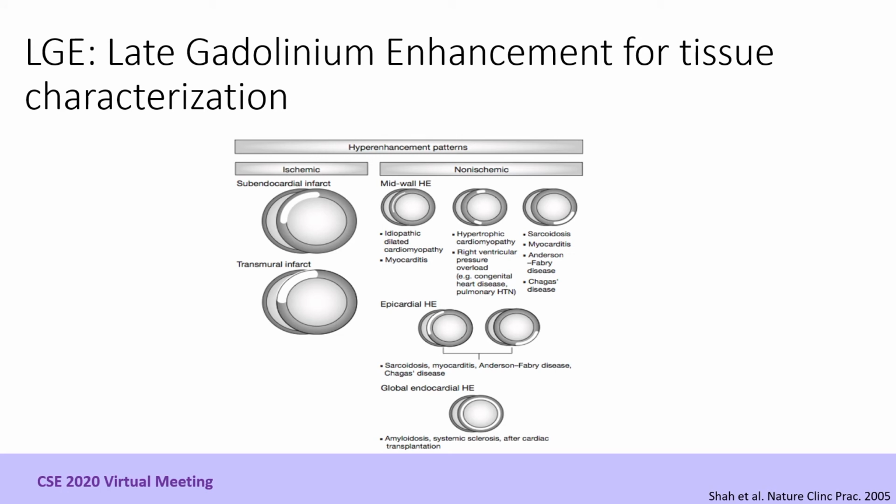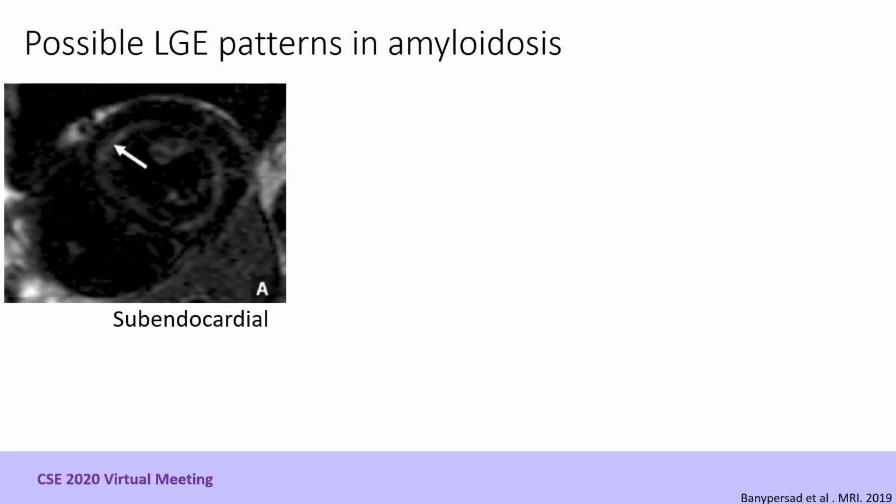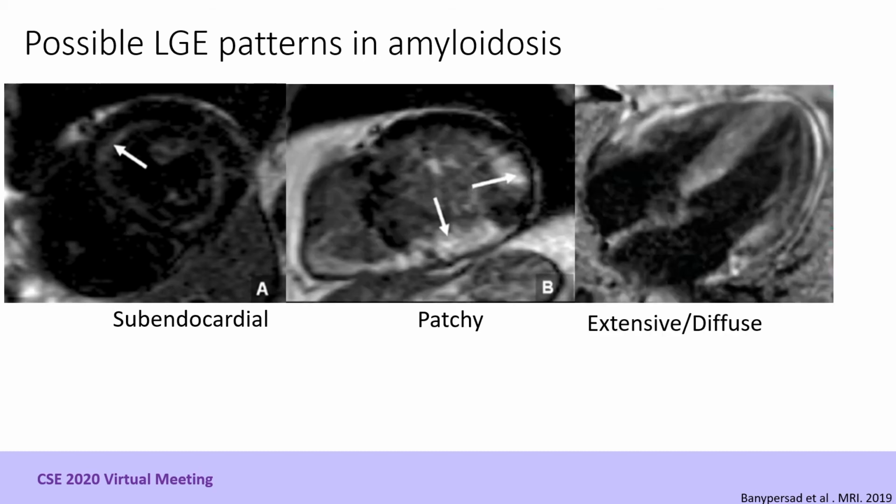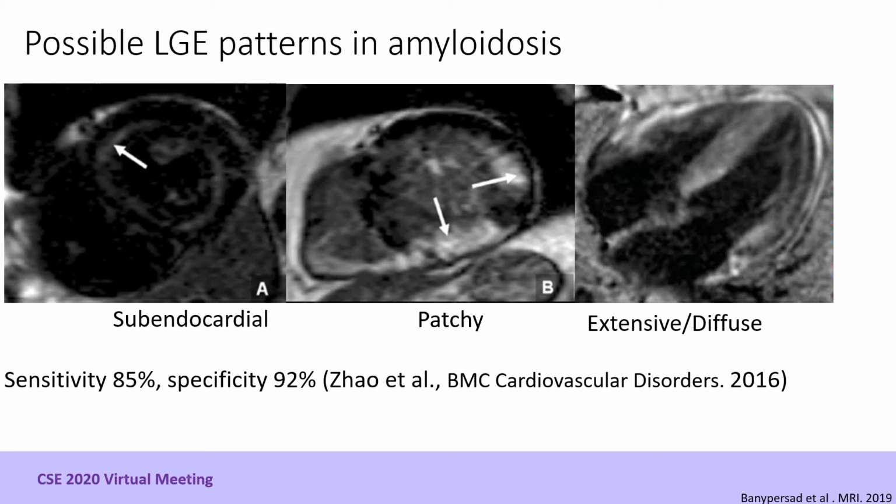Late gadolinium enhancement can help identify patients with cardiac amyloidosis. The classic pattern is global subendocardial late gadolinium enhancement. This is an example of the classic subendocardial late gadolinium enhancement seen in a patient with cardiac amyloidosis. However, the late gadolinium enhancement can also be more patchy or even extensive and diffuse, where it's difficult to null any part of the myocardium. These patterns have a sensitivity of 85% and a specificity of 92%.